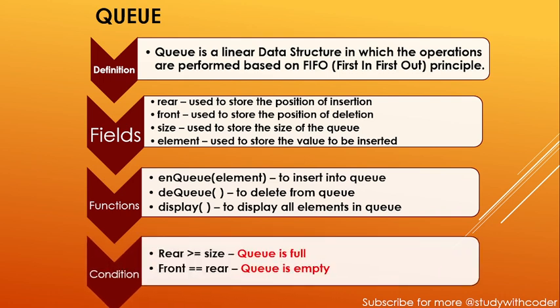And the conditions of a queue: rear and front. If rear is greater than or equal to size, then the condition is that the queue is full. And next, front equal to rear is the condition in which the queue is empty.